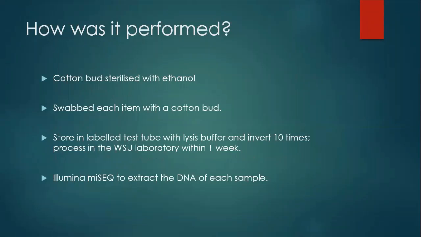How was it performed? The cotton bud, which we used to get the sample, was sterilized firstly with ethanol. We then swabbed each item with the sterilized cotton bud, and they were stored in a test tube, and certain processes were done on it, as you can see on the slides, to ensure that it was a clean sample. And then we used a technique to extract the DNA of each sample.